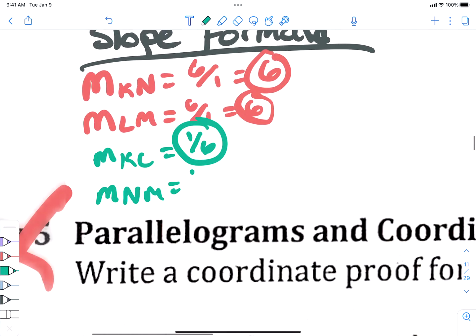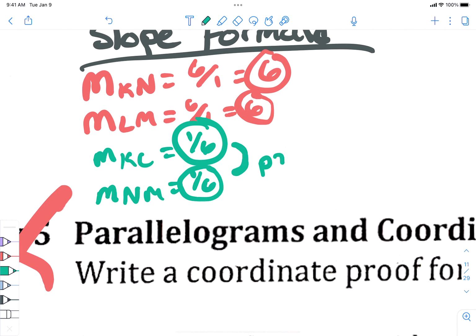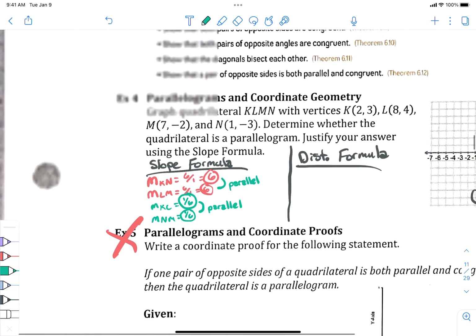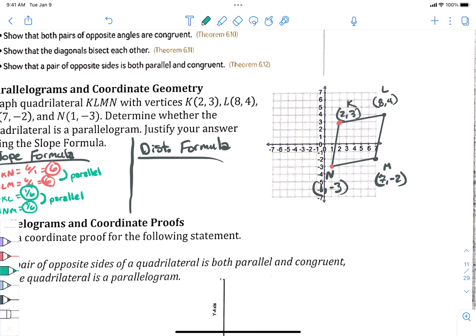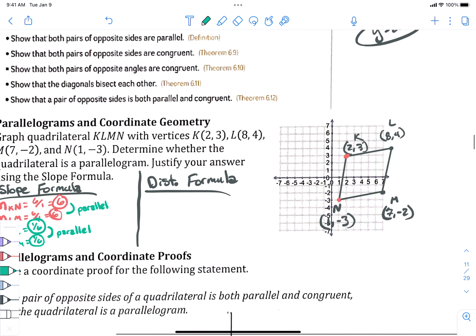So the fact that these two are the same means that they are parallel. And the fact that these two are the same means these two are parallel, right? So if the top and bottom are parallel and the two sides are parallel, is this a parallelogram? Yes, it has to be. Okay, we've done the slopes. We figured it out. The opposite ones are the same, so we're good.